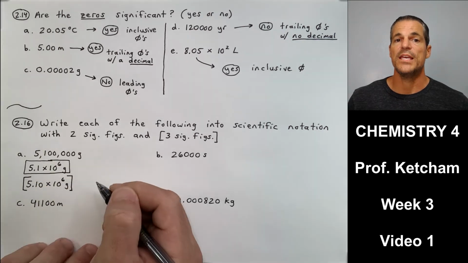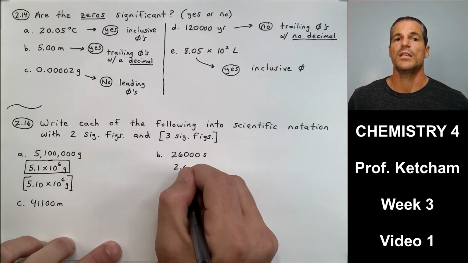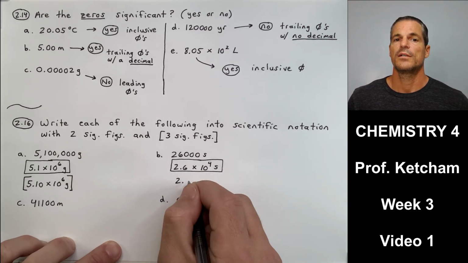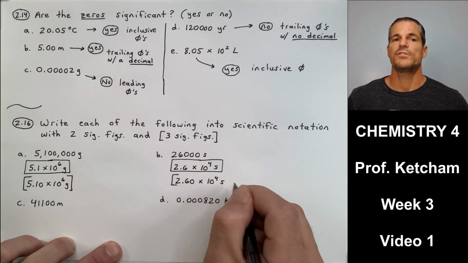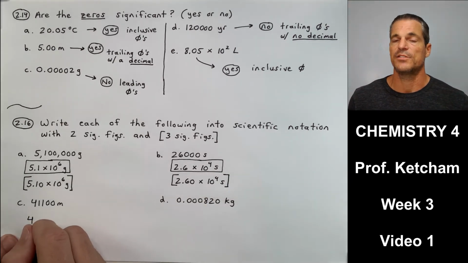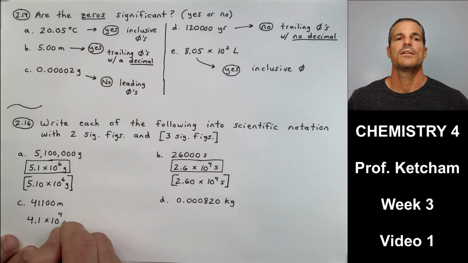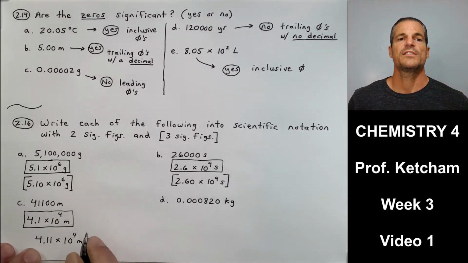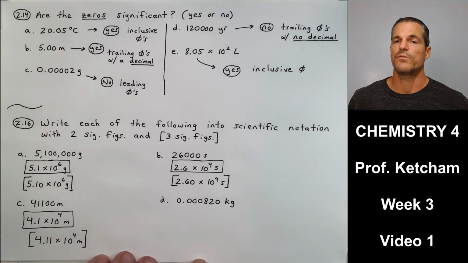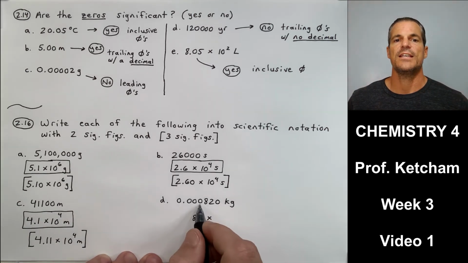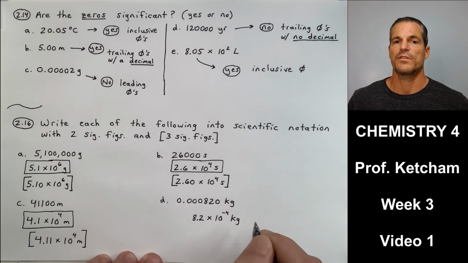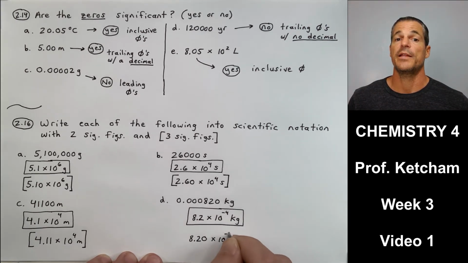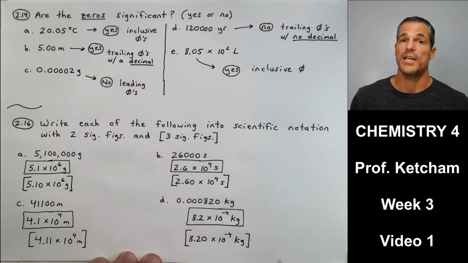So for B, 2.6 times 10 to the 4th seconds. 3 sig figs would be 2.60 times 10 to the 4th. Now, to go from 2 sig figs to 3 sig figs, we don't just simply add a 0, evidenced here in our next one. C, 2 sig figs, 4.1 times 10 to the 4th. And 3 sig figs, 4.11 times 10 to the 4th meters. All right, D, 8.2 times 10 to the minus 4th kilograms, or 8.20 times 10 to the minus 4 kilograms, depending on the number of significant figures they want you to report the answer in, okay?